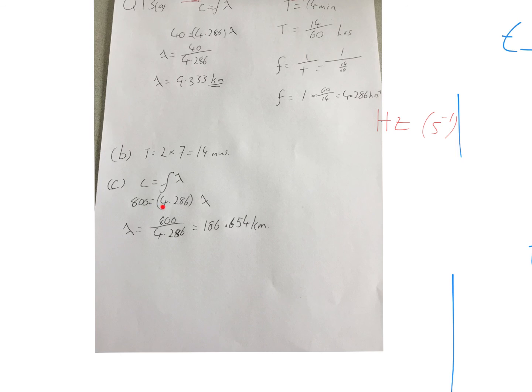So I kept that as 800, and then 4.286 times per hour the wave repeats itself. And then lambda is unknown again. So we get 800 divided by 4.286, which gives us 186.654 kilometers. Again, if you converted your 800 kilometers per hour to meters per second, and converted your frequency to hertz, by putting in your time in seconds, then you would have got this out just in meters, right? You put in meters and seconds, you get out meters. So your unit for wavelength would be measured in meters as opposed to kilometers.